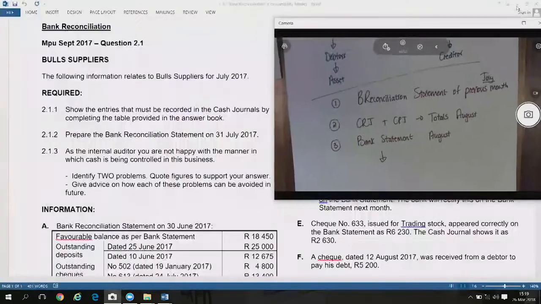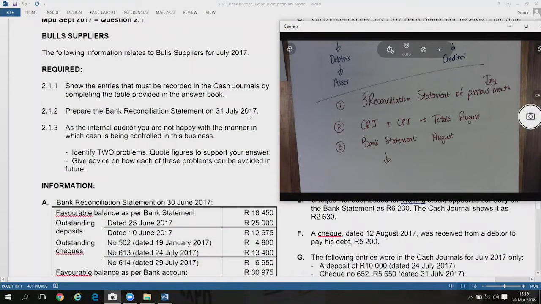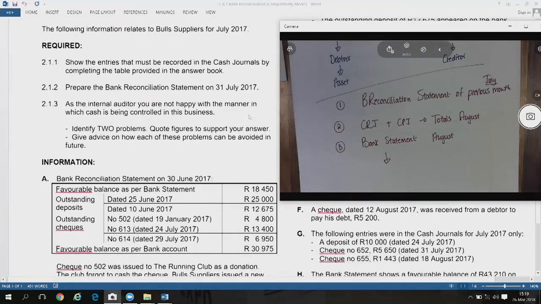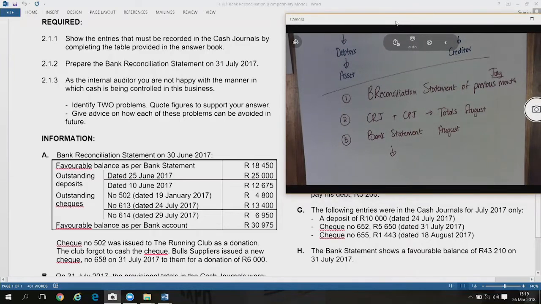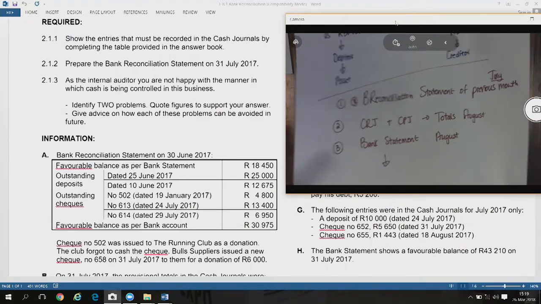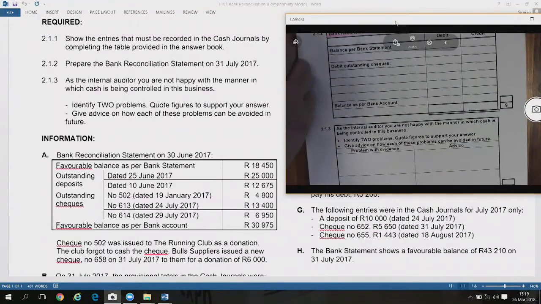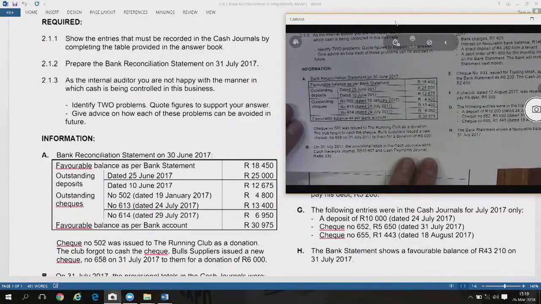So I've got the question that I've got here. The first question was to show the entries that must be recorded in the cash journals by completing the table. Prepare the bank reconciliation statement, and then we will come back to 2.1.3. There is our bank reconciliation statement of the previous month. If you look at that bank reconciliation statement, you must know what is going to happen with what. So there is my bank reconciliation statement of the previous month.